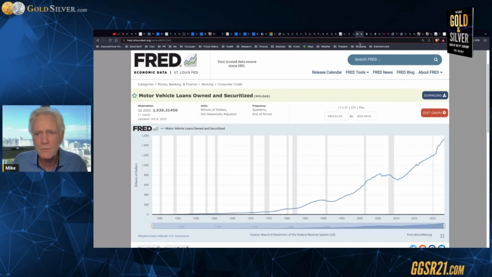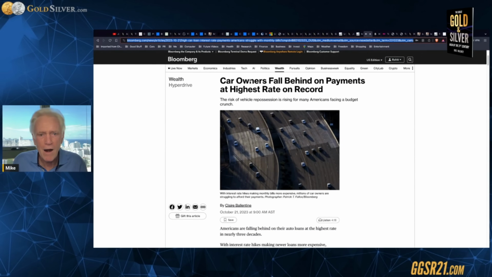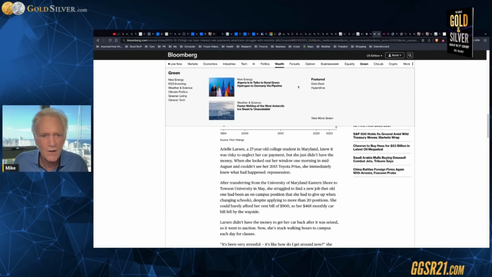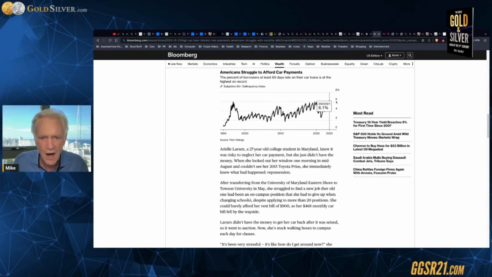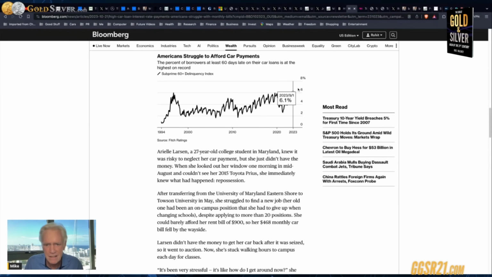So what happens with those people? Car owners fall behind on payments at highest rate on record. So this is not good news. And then lower down in that article, you'll see this chart that says it's at 6.1%. And you've got to go all the way back to 1996 to see it get to 6%. So this is bad news.